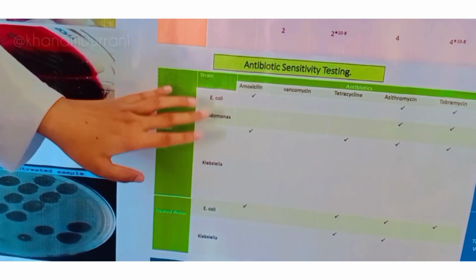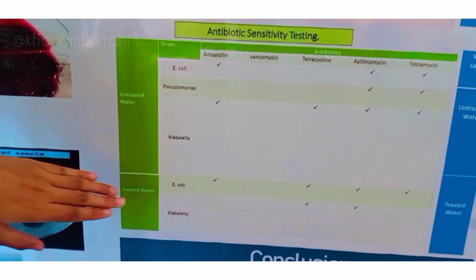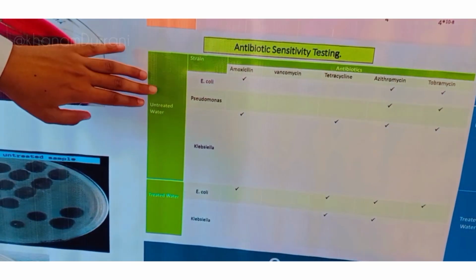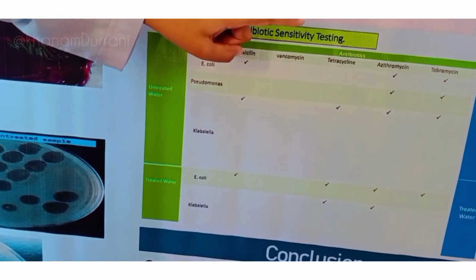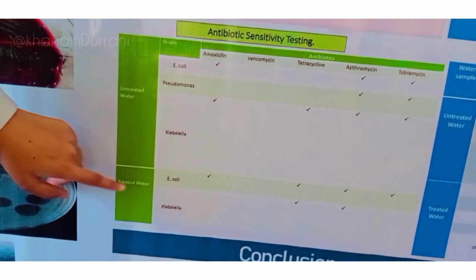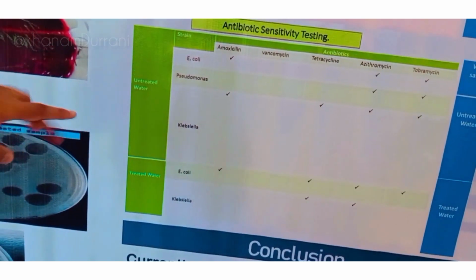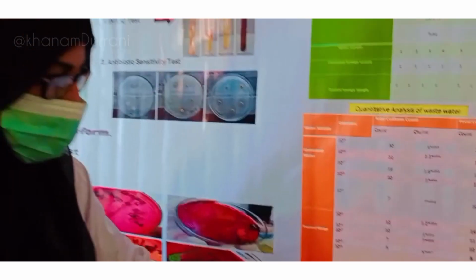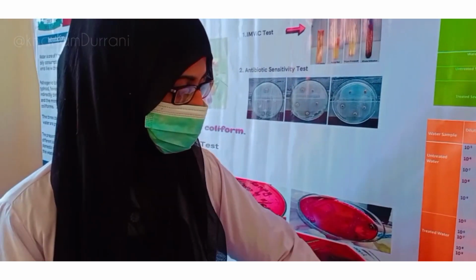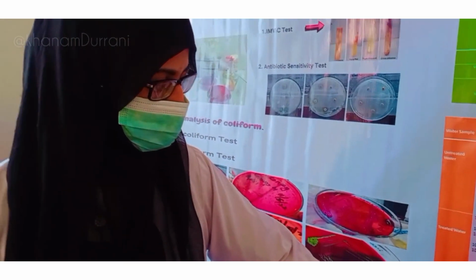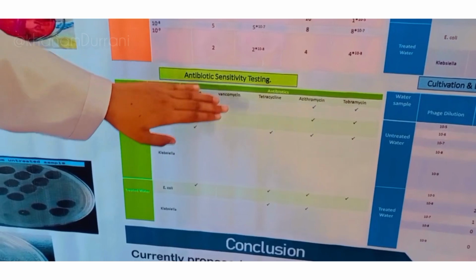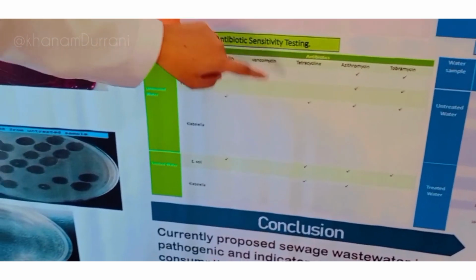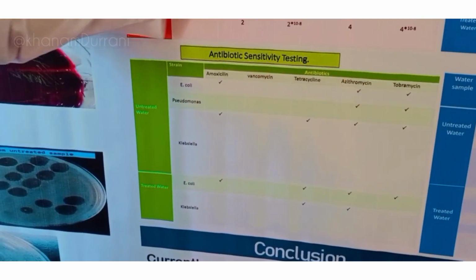The samples are the same, untreated water sample and treated water sample. In the untreated water sample, we have seen that E. coli is sensitive to amoxicillin, azithromycin and tobramycin, and the same is the case with the treated water. But the main difference between treated and untreated is the Klebsiella species. In untreated water, the Klebsiella species is not sensitive to amoxicillin, and it is sensitive to tetracycline, azithromycin and tobramycin only.